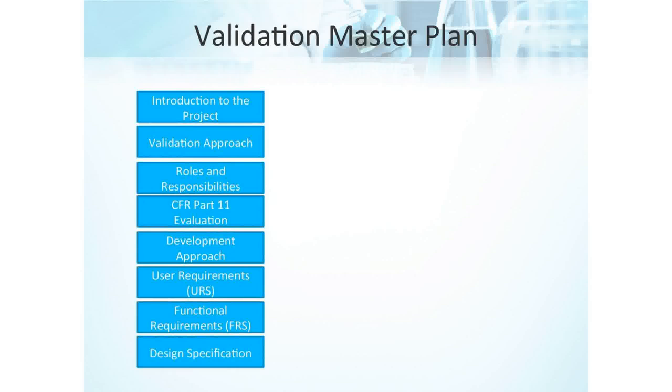So we're now at the part with the URS. For most projects, this section will just be a pointer, a link to the actual URS that's created and where to find it. So much like the CFR Part 11 evaluation, you're not actually listing your user requirements in the Val Master Plan. You're pointing folks to a separate document that contains that information.